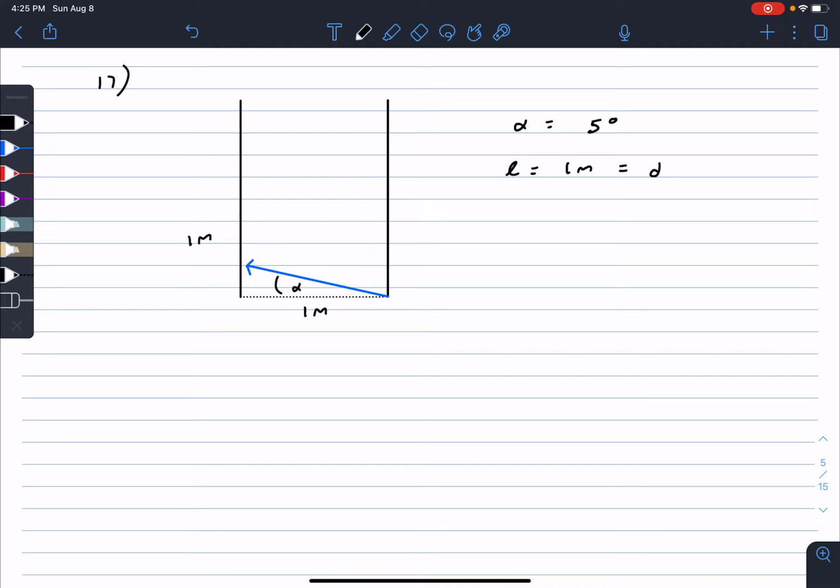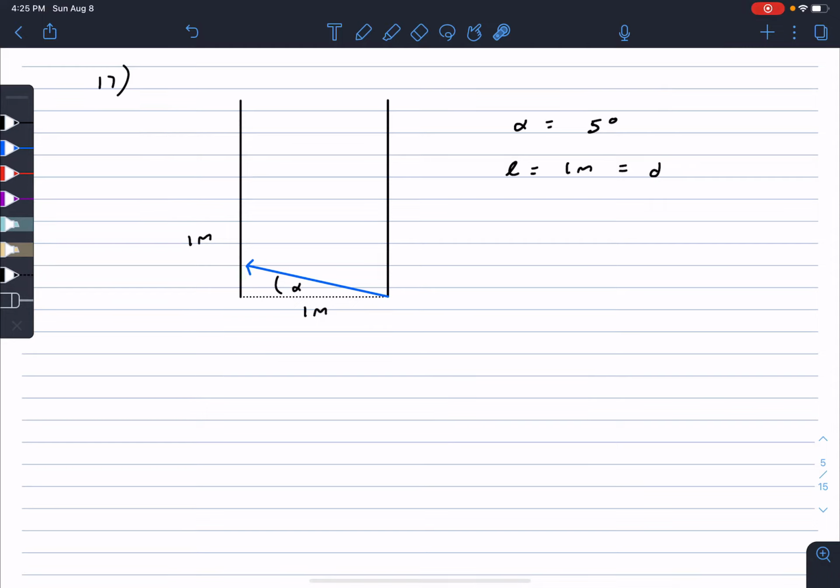Great. Now we want to know how many times this thing is going to bounce around before it exits. So how many times is it going to bounce off the left side, and how many times is it going to bounce off the right side before it leaves? First thing we need to do is figure out what this distance here is.